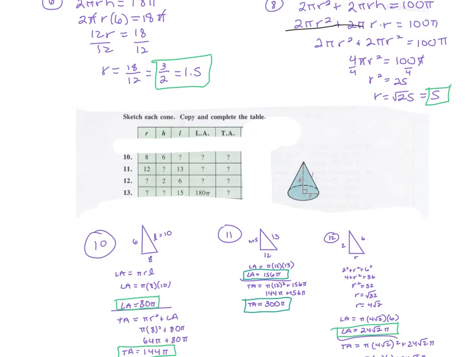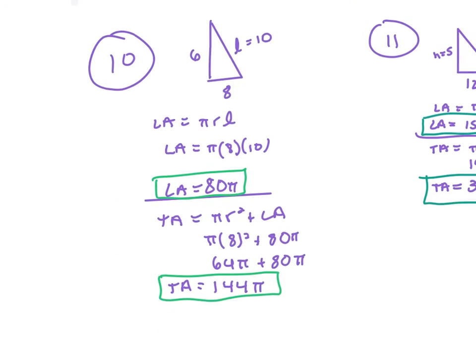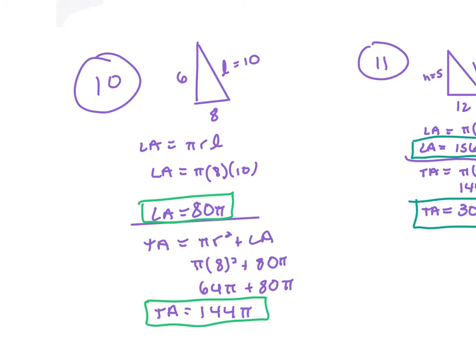number 10. Okay, so now we're filling in the chart. So I'll make 10 bigger. So again, here's our triple again. This is the 3, 4, 5 scaled up. Everything was times by 2 in order to get that slant height. So again, we're going to be bringing in our special right triangles and our Pythagorean theorem to find missing pieces, whether it's a slant height or a height. So lateral area is 80 pi, total area 144 pi.